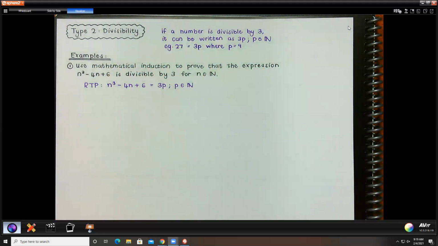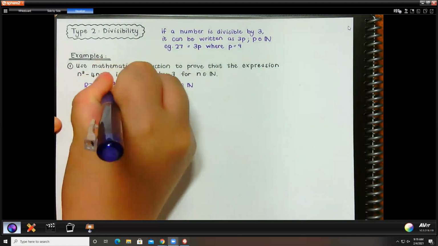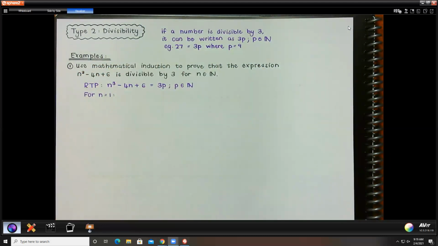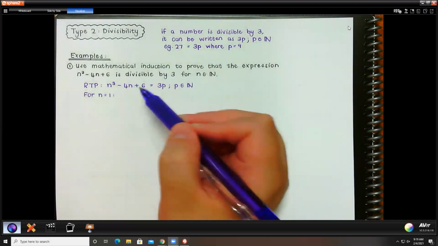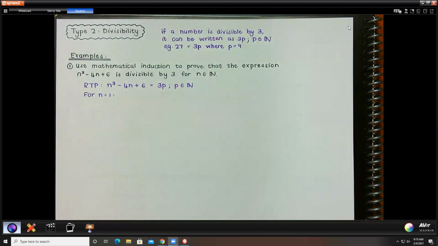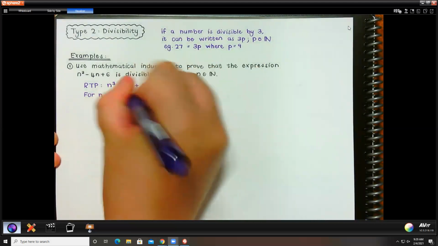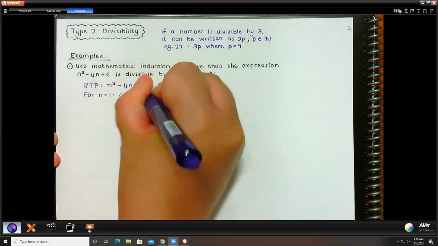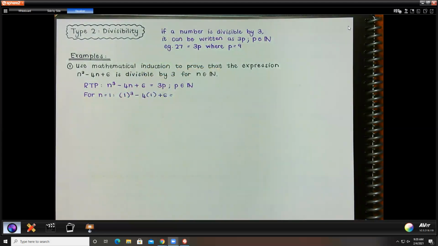Our second step is where we're going to prove this for n equals 1. And now, instead of doing the left-hand side equals right-hand side thing, I'm going to do it slightly differently. I'm just going to sub in 1 into this expression and see whether the number that I get is actually divisible by 3. So I'm just going to say 1 cubed minus 4 times 1 plus 6. If we work that out, we do actually get an answer of 3.